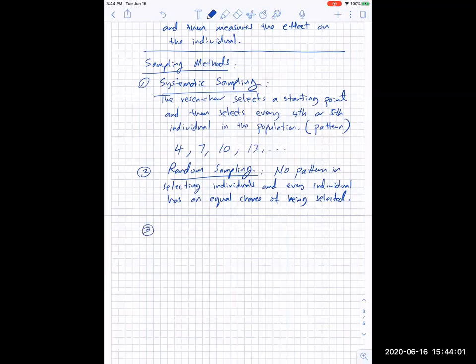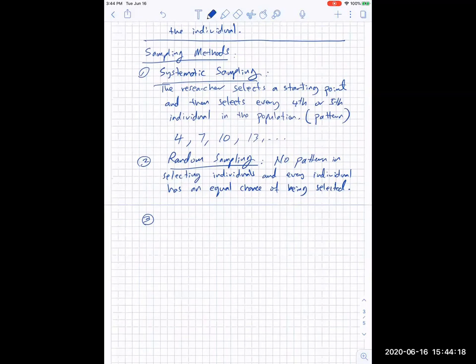Number 3, we have other ways of sampling, which is a combination of systematic and random that involves both. This one I'm going to discuss now is called stratified sampling. Okay. So it has a pattern. Part of it is systematic, the other part is random.